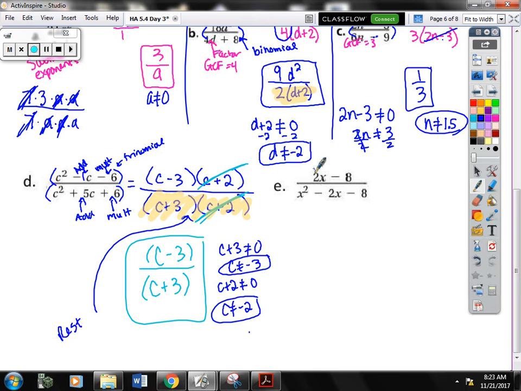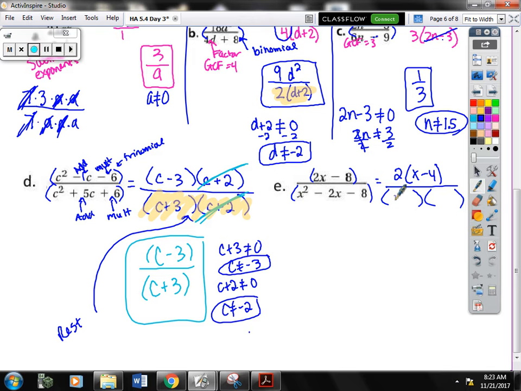Okay, last one on the front here, we have a binomial and we have a trinomial. Anytime you have a binomial, you really can only take out a GCF. You can't factor it into two binomials. So I could take out a 2. And the denominator, the trinomial, gets factored down into two binomials, just like you've been doing on your homework. So two numbers that multiply to a negative 8 and add to a negative 2 would be what?